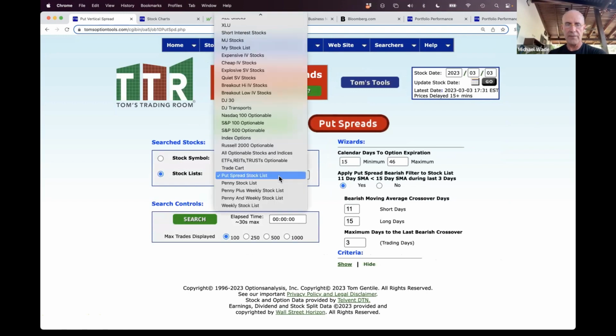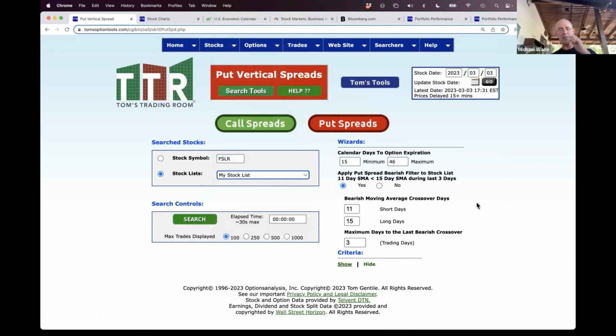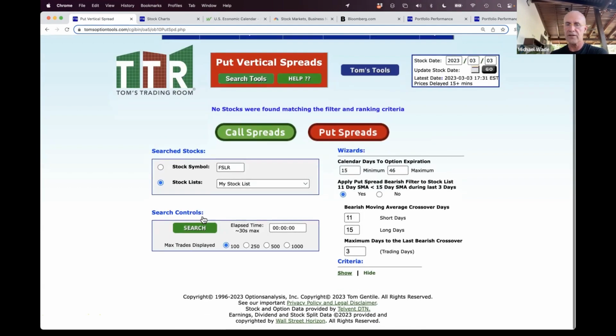And then I'm going to take my stock list here. What I like about this scanner is that it also has a built-in bearish moving average crossover. The days that it uses are 11 and 15. You can do your own, maybe 10:30. 11:15 is more short term. I just take the basic settings, hit search, and in this case, there's none.